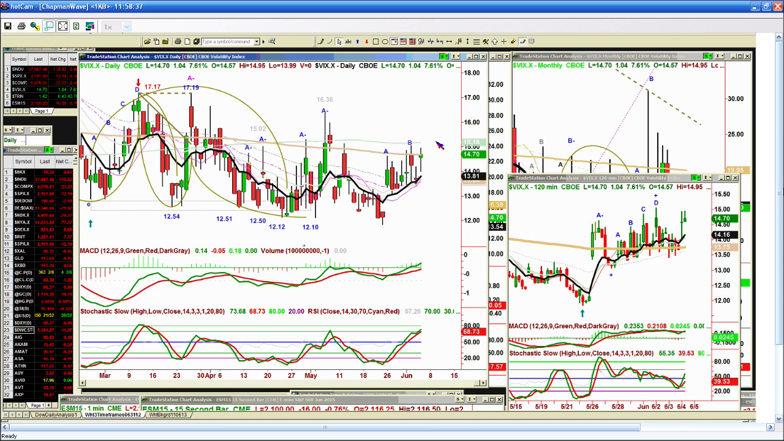Any close into the low 15s would suggest that this market should have a lousy Friday. We never know. All right.